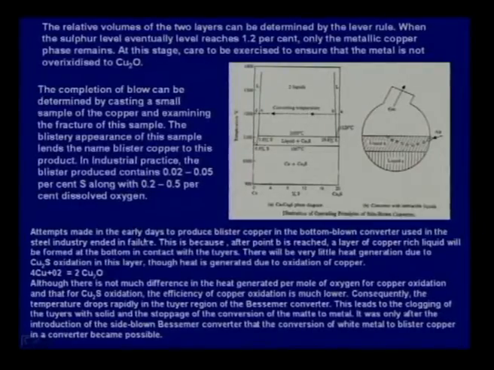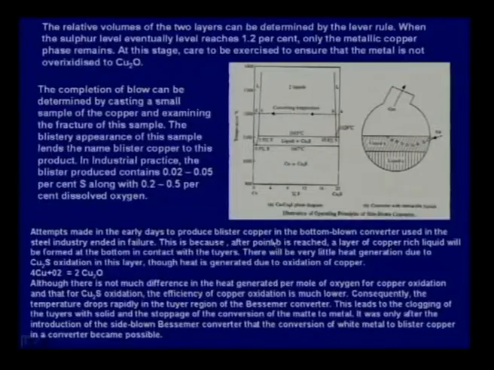Now, attempts made in the early days to produce blister copper in the bottom blown converter used in the steel industry ended in a failure. Of course, there are top blown converters, but Bessemer converters had oxygen coming from the bottom. So, the same thing was tried in the case of copper. It ended up in a failure because once you have reached this point B, you are coming from the copper sulphide part to the copper part.